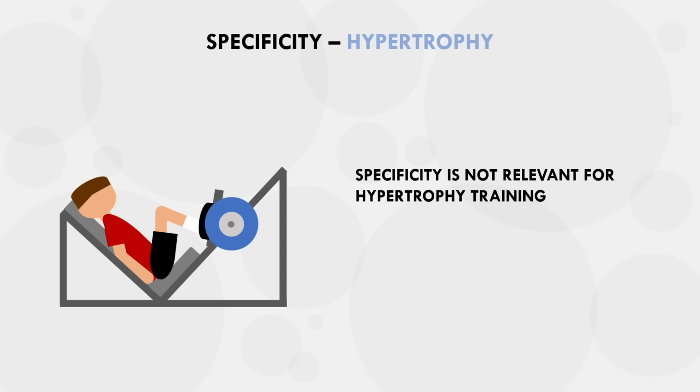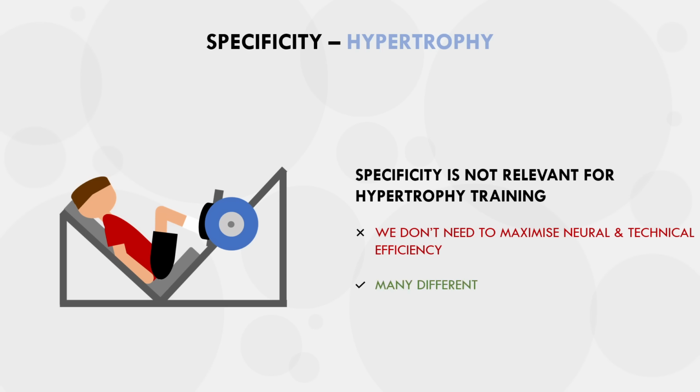This is because hypertrophy is a structural adaptation, so we aren't really concerned with the specific neural or technical adaptations because we don't really care about maximizing lifting performance. Rather, we are only concerned with training the muscle to get a structural response. This can be achieved using many different exercises training the same muscle. There are multiple exercises which can all train the same muscle group and elicit a similar hypertrophy response. So there are no mandatory exercises for hypertrophy training, rather the goal is to simply stress the target muscle.